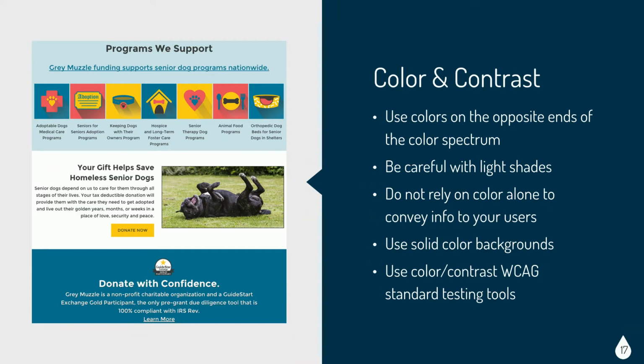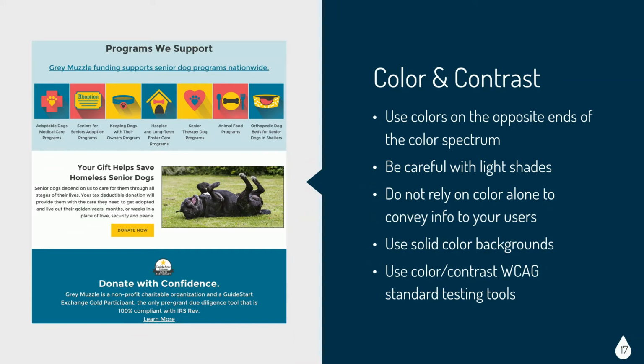Another important thing to do is not to rely on color alone to convey info to your user. So if you had a link, for instance, that didn't have an underline or an italics or some other indicator, a person who's colorblind may not know that that's even a link.